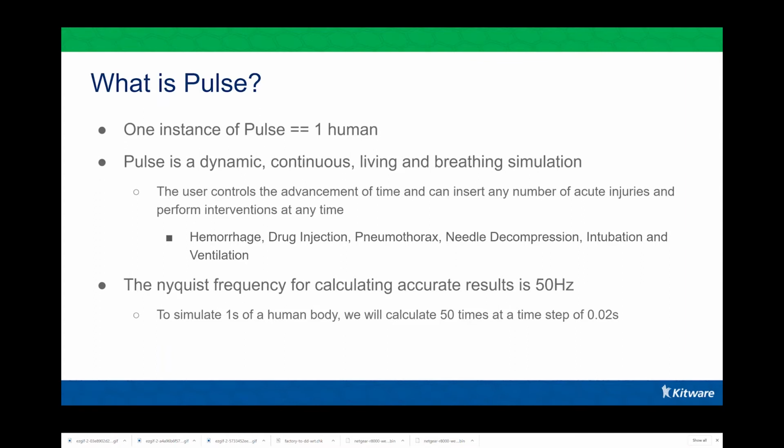So our Nyquist frequency is about 50 hertz. So for every 1 second of simulation, we calculate 50 times. So it's a lot of data that we have to get out. Again, the Nyquist frequency allows us good waveforms, good valid data.